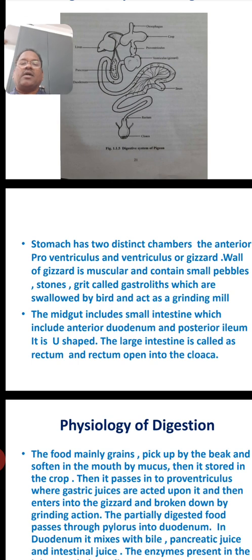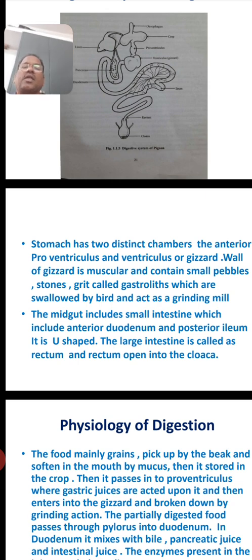All of the gizzard, as I told you, is muscular and contains small pebbles, stones and grit called gastroliths, which are swallowed by the bird and act as a grinding mill. So in the gizzard, the food or the grains are ground into small pieces, and then go down to the intestine. The midgut contains the small intestine, which includes the anterior duodenum and the posterior ileum.